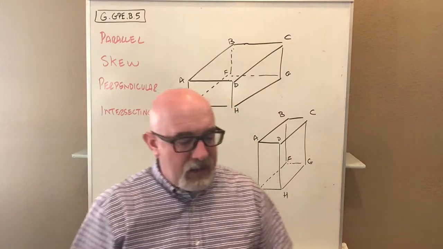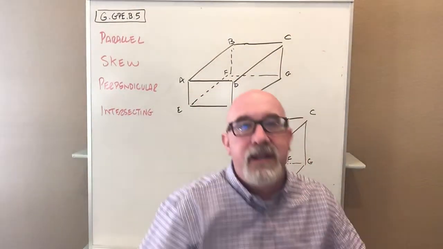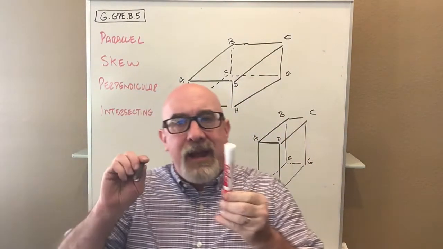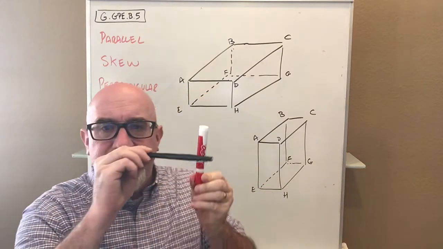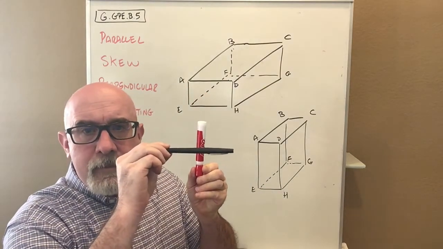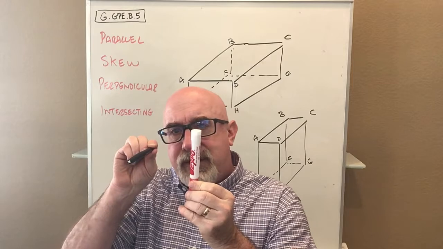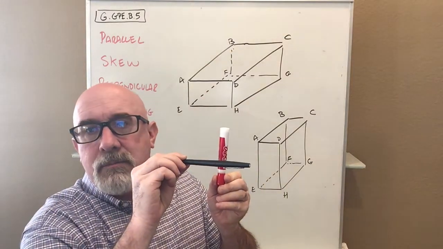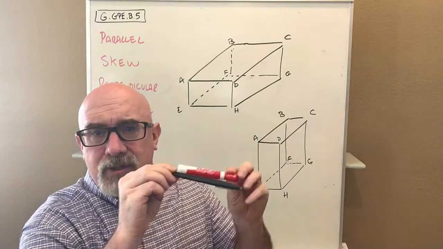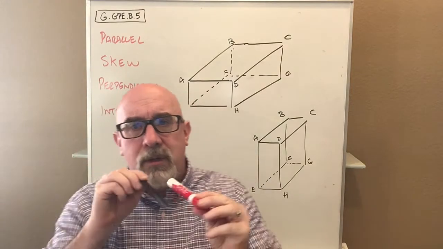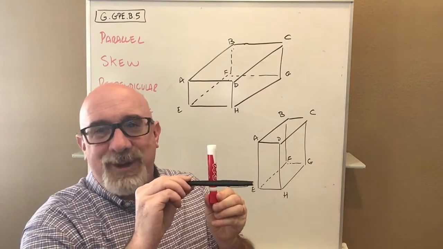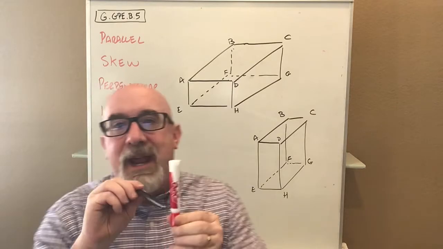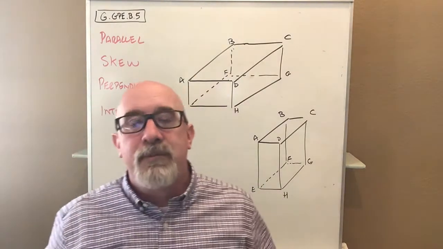If I had this pen and this pen, and I position them like this, will they ever intersect? No. Are they parallel? No. Parallel looks like this, right? Same slope. So we need to talk about a little bit more language when we say the definition of parallel.